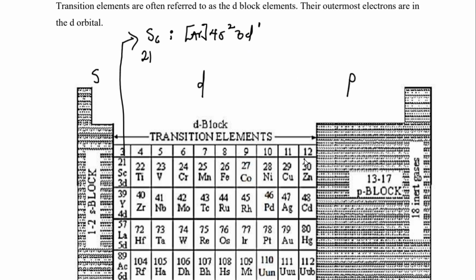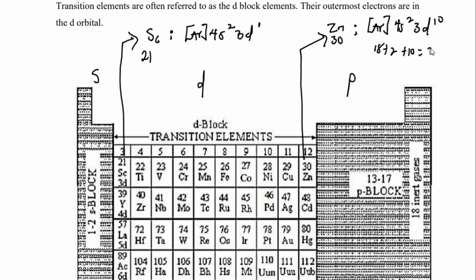So let's look also at zinc. Zinc has 30 electrons. So the configuration is Ar 18, 4s2 and 3d10. So this is basically 18 plus 2 plus 10 electrons. That gives 30 electrons.